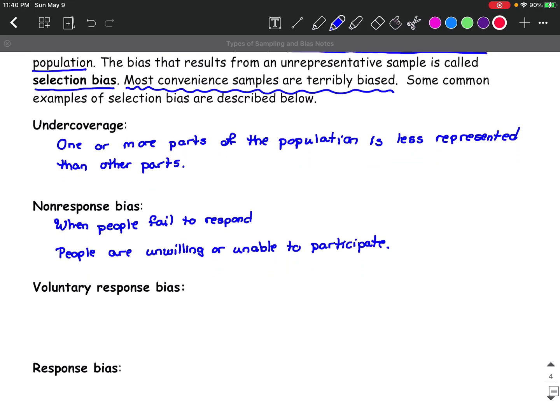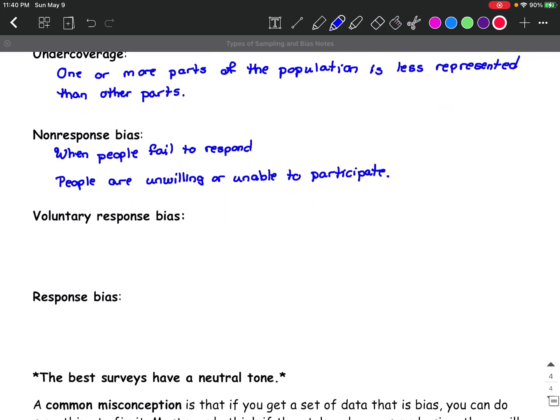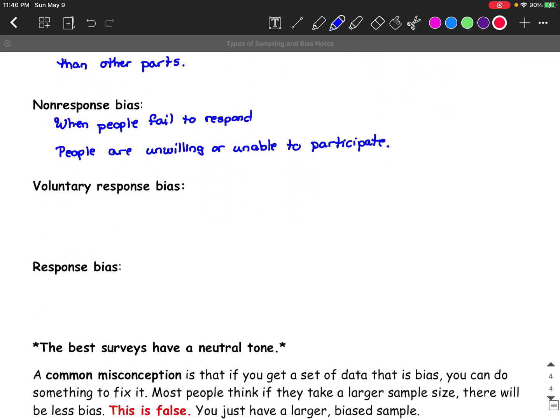The next one is a voluntary response bias. And that's when people have to volunteer to respond. When people volunteer, okay, that's a bias. Think about this. If you have a call-in radio show and they're talking about a controversial topic, abortion, affirmative action, gun control, any of those hot button topics.